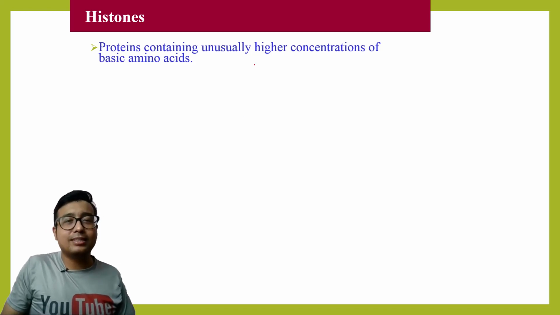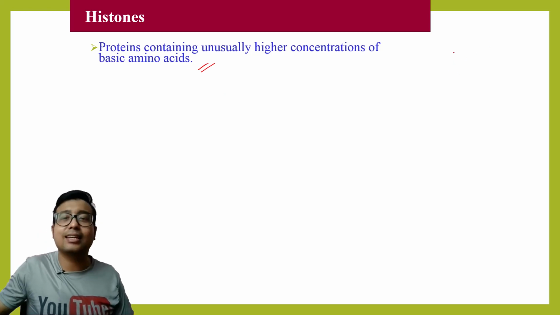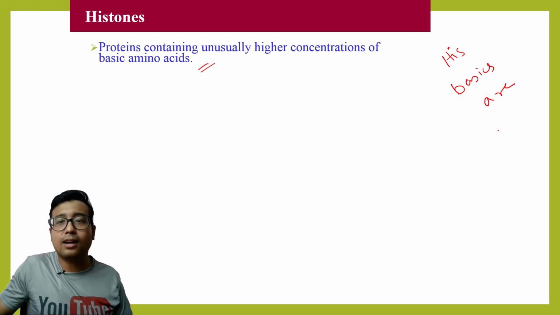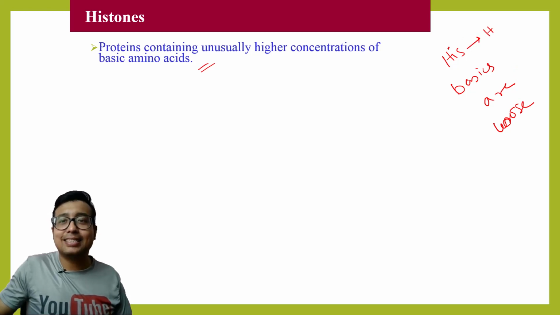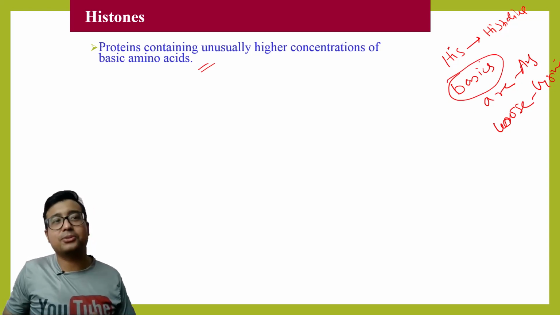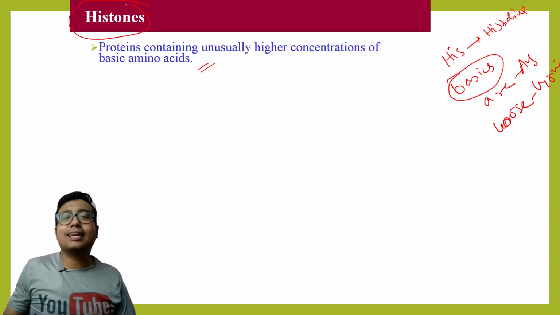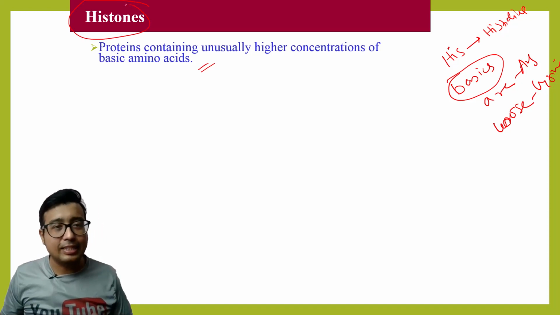Histones are proteins that usually have a higher concentration of basic amino acids. Now what are the basic amino acids? As I told you, there is a very funny mnemonic: His basics are loose, okay? So histidine, arginine and lysine are basic amino acids, so his basics are loose. So naturally histone proteins, as the name suggests, have ample amounts of histidine in their conformation.